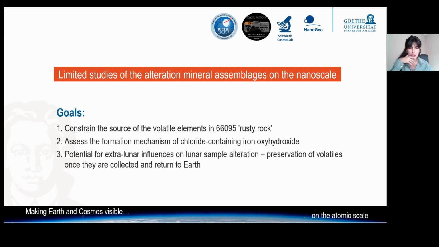So the goals are to constrain the source of volatiles in Rusty Rock, to get insights into these lunar interior volatiles and their behavior during volcanic eruptions and lunar surface processes, and to assess the formation mechanism of the rust. That's one of the main goals. Then we look at the potential of these volatile-rich lunar samples to understand what's going on with them when they are brought back to Earth. How are we going to preserve these volatiles on Earth with the Artemis missions?